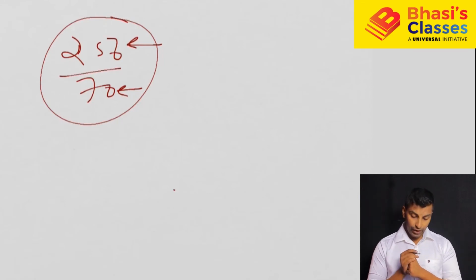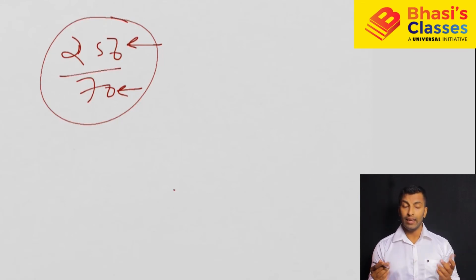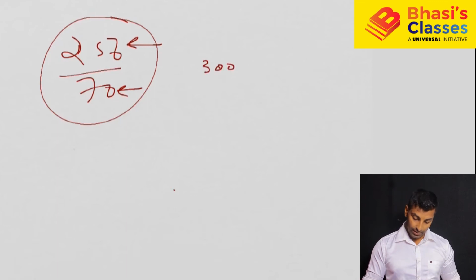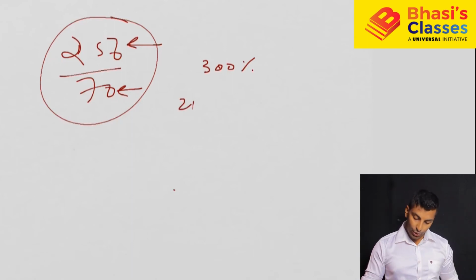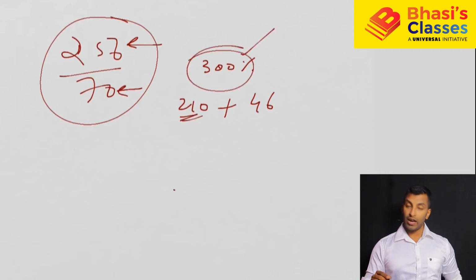So firstly, if you divide 256 by 70, you get 3. So you can remove 300%. 100% is 70, so 300% means 210. So you can remove 210. You can write it as 210 plus 46. So with 210 itself, 300% is over. So I know anyway this is going to be greater than 300%.